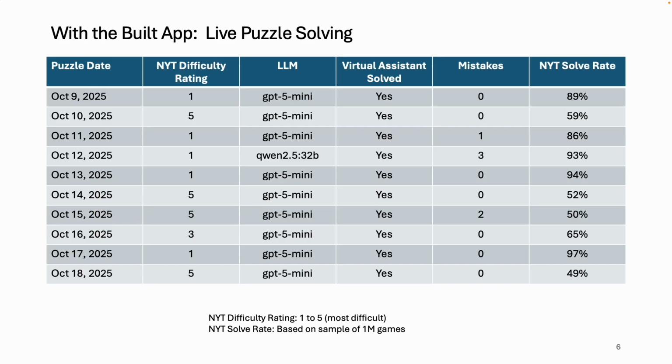Now let's put the capabilities built to a test. These results show the live performance of the virtual AI assistant solving the New York Times connection puzzle, where the virtual assistant is seeing the puzzle for the first time. No prior exposure, no pre-training on the answers. Looking at the data, you can see consistent performance across multiple days. The assistant successfully solved every puzzle from October 9th through October 18th.